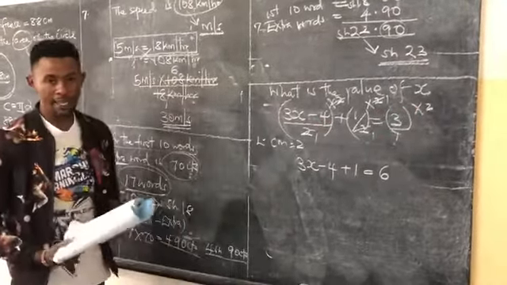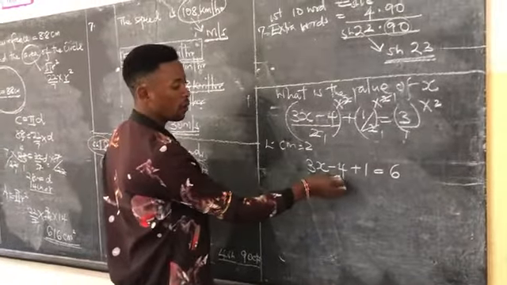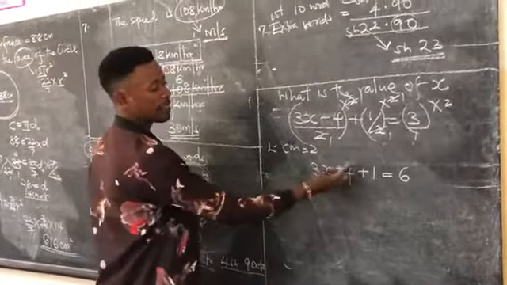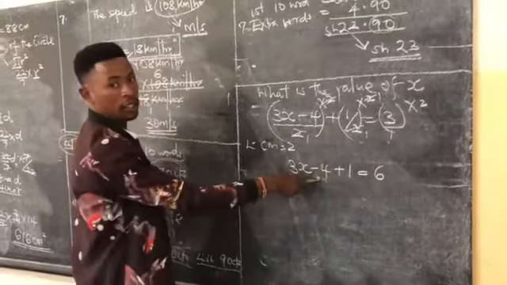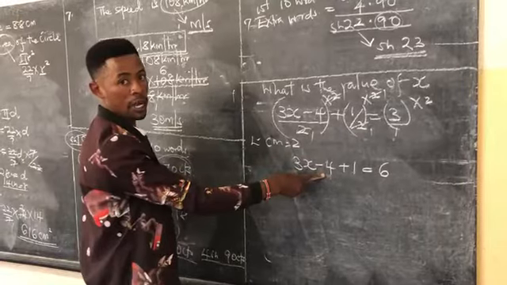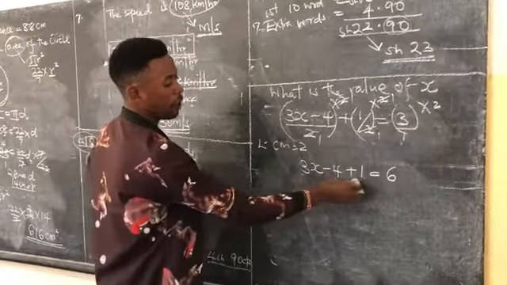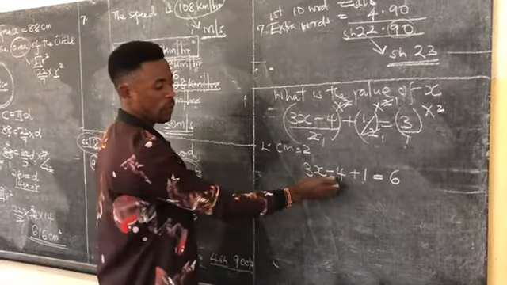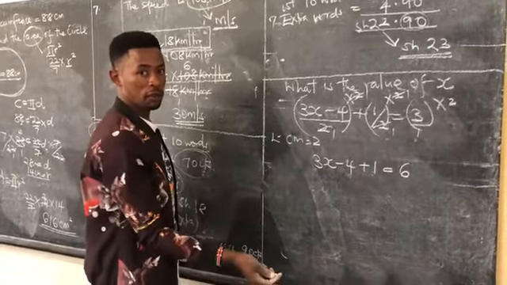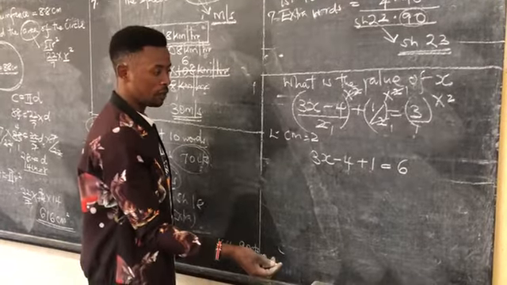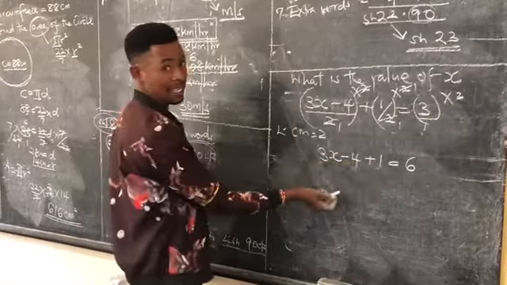Now, we collect the terms together. So this is 3x minus 4 plus 1. You can shift them to the other side, or first work out and get a common answer here. So this will be 3x minus 4 plus 1. Minus 4 plus 1, I've taught you the ideology of the money. So this will be minus 3.